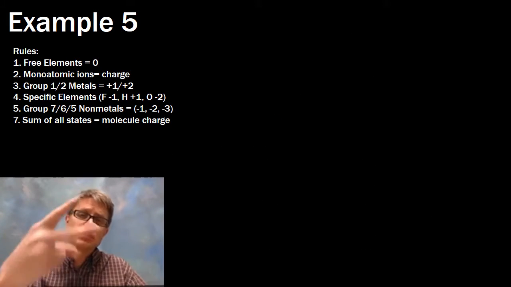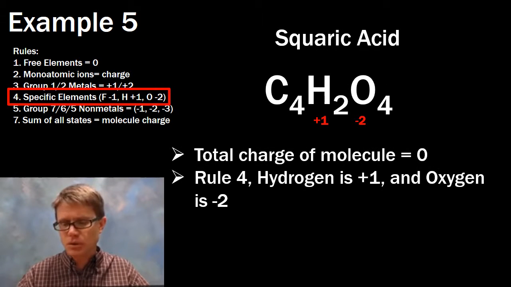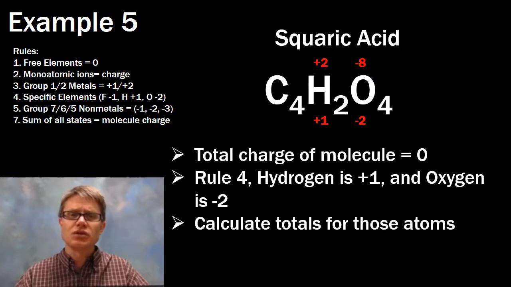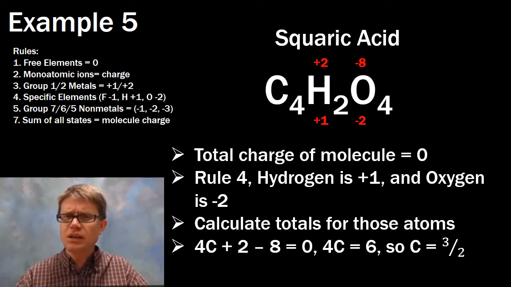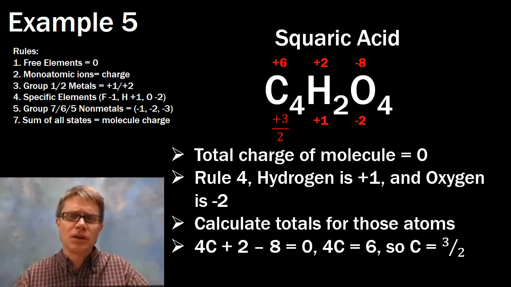Looking at our fifth example, we have squaric acid. The total charge of the molecule is 0. We'll see that by rule 4, hydrogen has a +1 state and oxygen is a -2. We can calculate the totals for those by multiplying by their quantities. Then we have some basic algebra to find the charge of the carbon. So we'll have 4 carbons plus the other charges must equal 0. So we have the 4 carbons must total up to 6. And then we can just divide by 4 on both sides and you get carbon is 3/2.